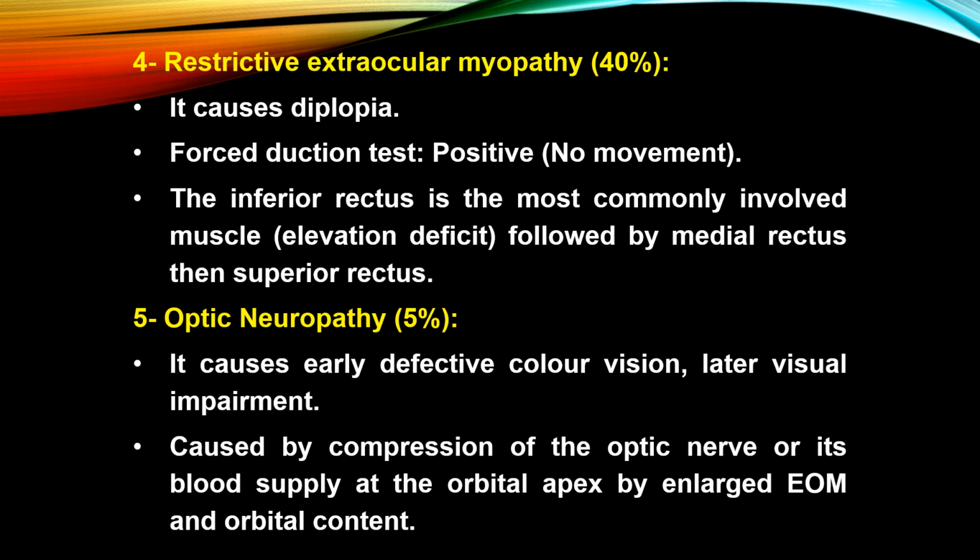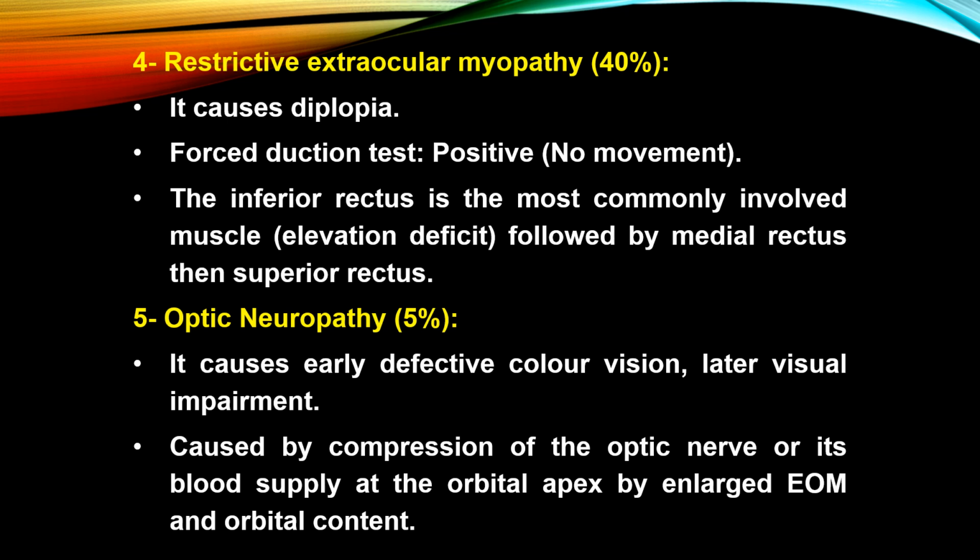Fourth, restrictive extraocular myopathy. It is present in 40% of the patients. It causes diplopia and it can be detected by positive forced duction test. The inferior rectus is the most commonly involved muscle, followed by the medial rectus, then the superior rectus muscle.